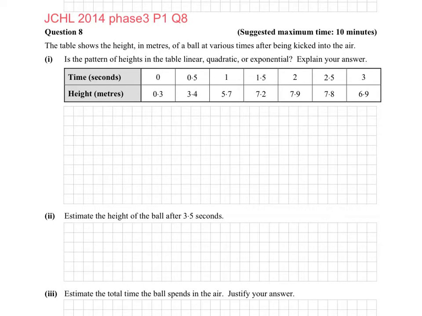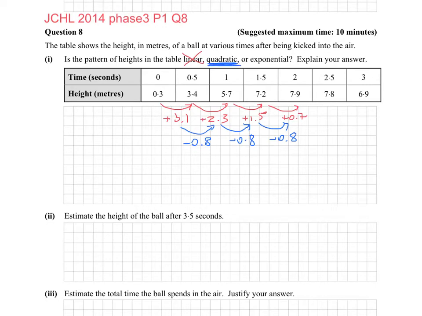We start off by checking to see whether it's linear or not. Do we check to see whether the differences between each term are constant? And we can see the first level differences are not constant, so it's not linear. So next look at the second level differences. And since the second level differences are constant, i.e. they're going down by 0.8 each time, we have a situation where it is quadratic.